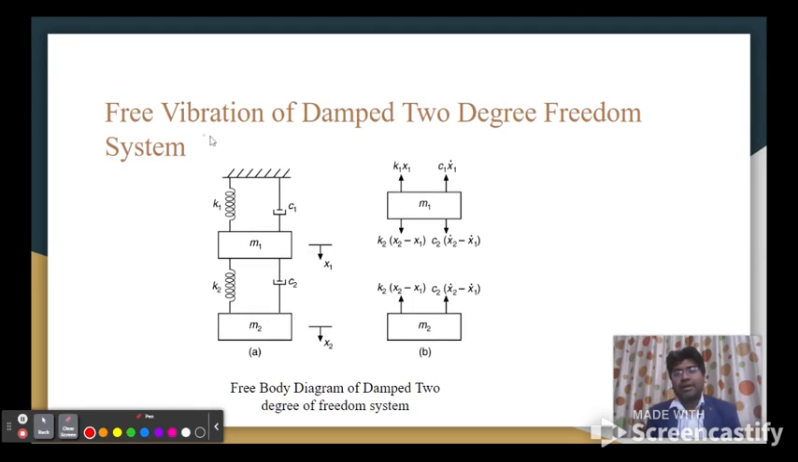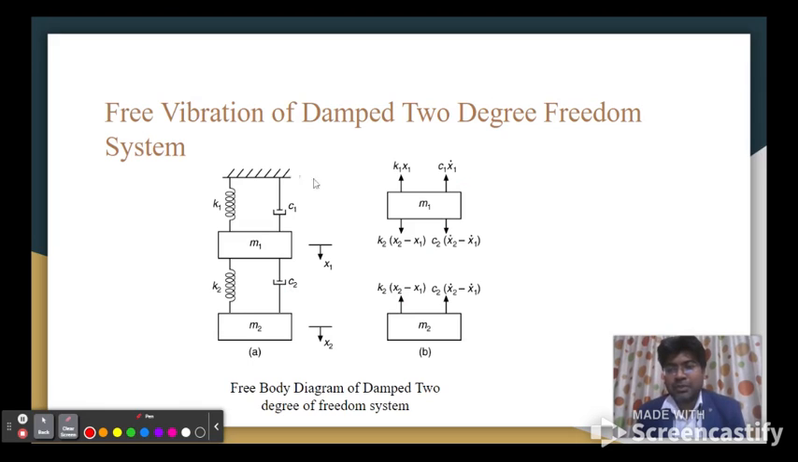Now we are here considering free vibration for a damped 2 degree of freedom system. A damping element has been introduced in the first story and the second story of the building. Now I'm writing the free body diagram. It is similar to the previous case, only due to the introduction of the damping element there are additional forces: a damping force created in opposition to the motion, and likewise due to the second damper, the same opposite force.